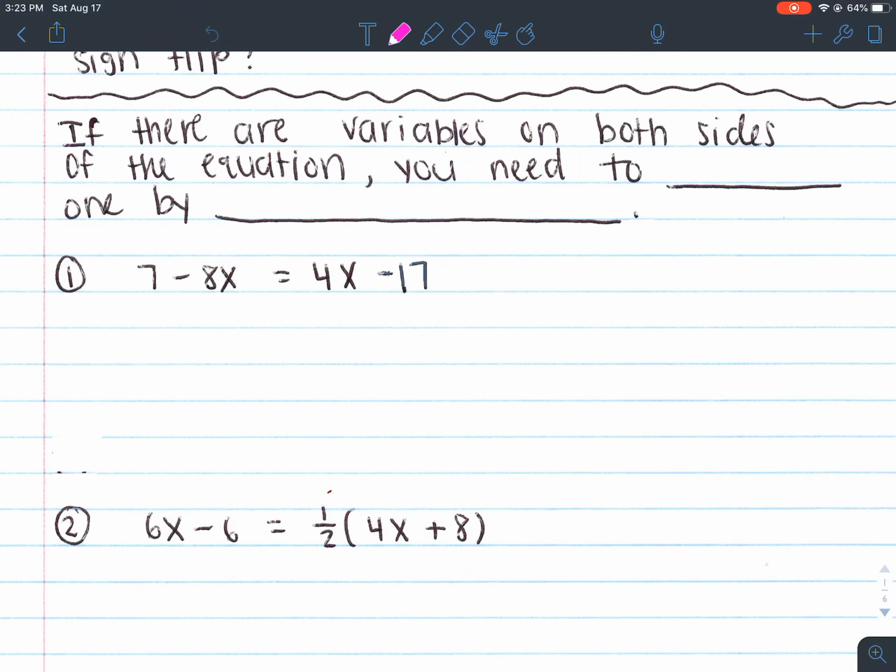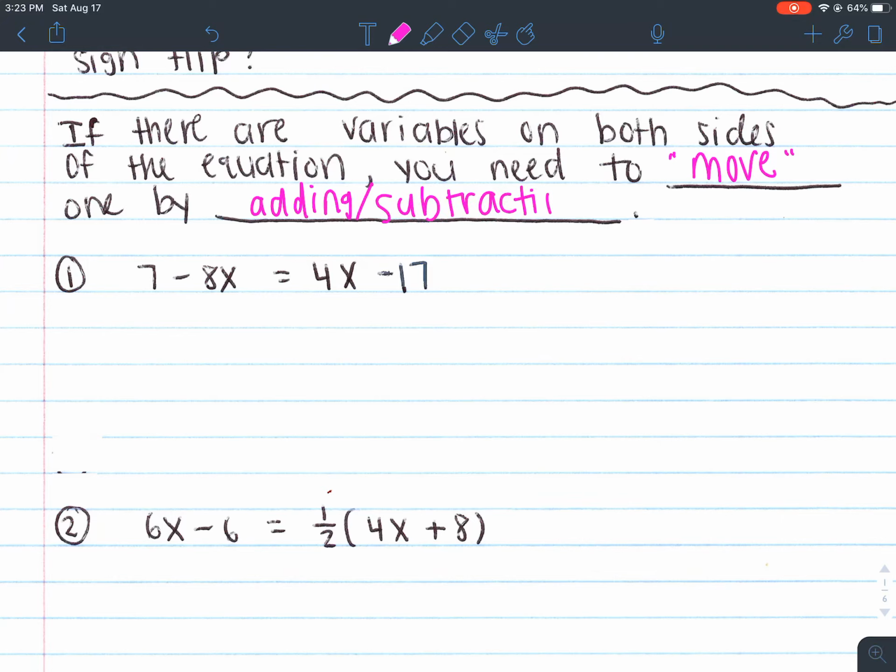If there are variables on both sides of the equation, you need to "move" one. I'll put that in quotations, right? You need to move one by either adding or subtracting. Either add or subtract to move terms from side to side. There's no other way to do it, right? So we're going to go ahead and go into number 1.